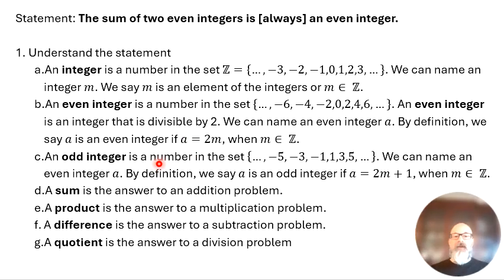Okay, and then what's an odd integer? Well, I think we ... -5, -3, -1, 1, 3, 5. By definition, if we name an odd integer a, it's going to be a equals 2m plus 1. Makes sense, right? If 2m generates an even integer, then if you add 1 to an even integer, what kind of integer do you get? An odd integer.